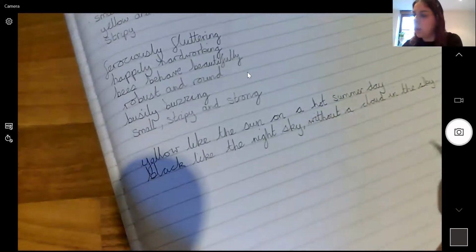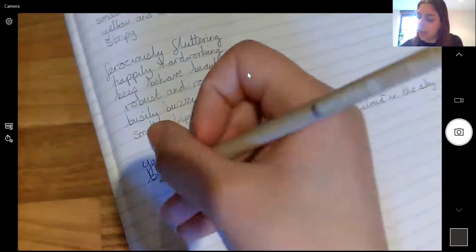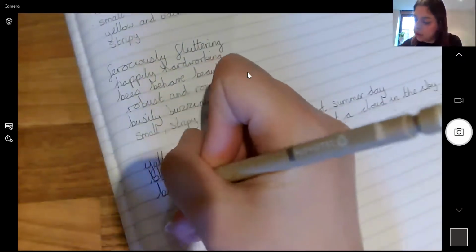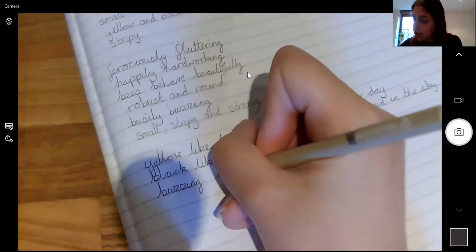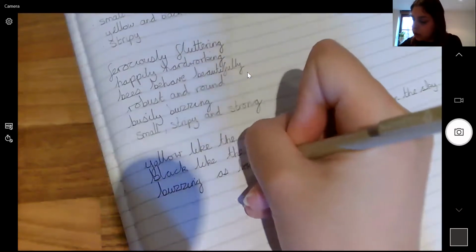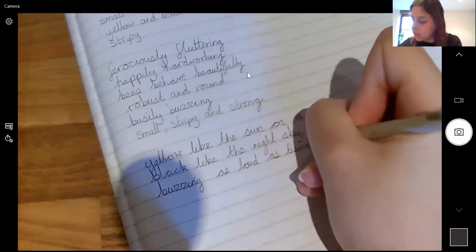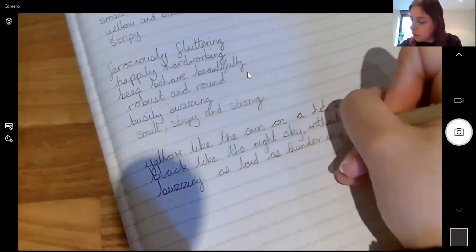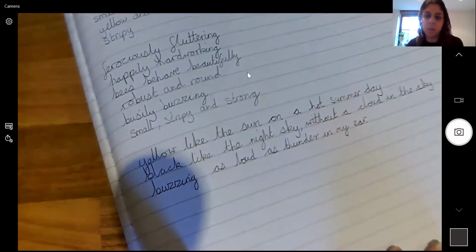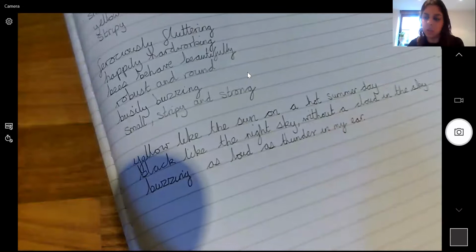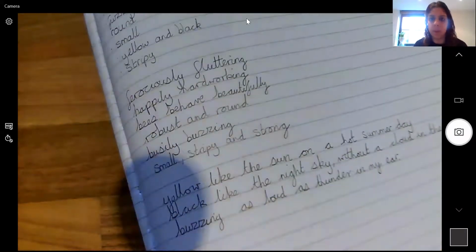And then my last one is going to be, so when the bees are really close to your ear, they sound really loud. So I'm going to say buzzing as loud as thunder in my ear. So they're just some examples of some similes, and I'm sure you can think of lots of others. It's just some ideas to give you for what you need to be doing. Okay.